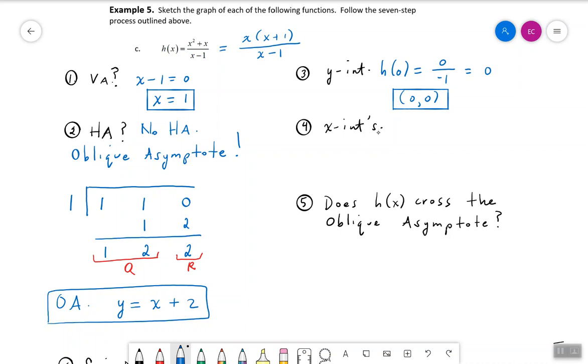We'll find the x-intercepts. In order to do that, we learned to set the numerator equal to 0. If we start with the factored form, x times x plus 1 equals 0, then x equals 0, or x plus 1 equals 0, which gives x equals negative 1. So we have 2 x-intercepts. We have an x-intercept at 0, 0, and we have an x-intercept at negative 1, 0.